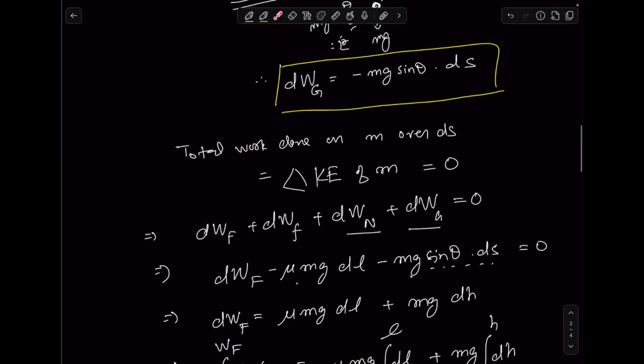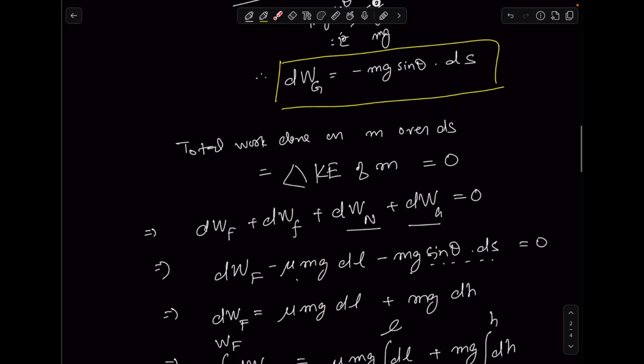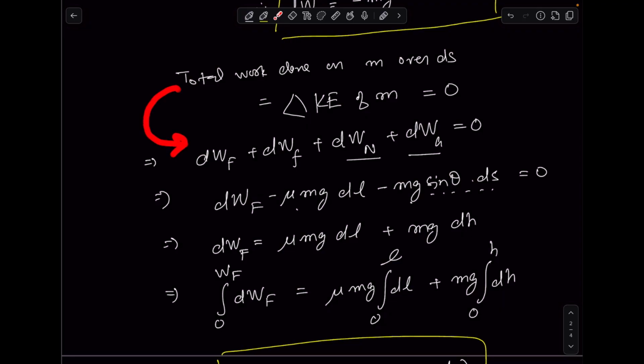And then we applied this principle of physics, that the total work done on the object over that distance will be the change in kinetic energy. Because the object is moving slowly, there is no change of velocity, and hence the change in kinetic energy is really 0. So then we simply substituted all the terms. Total work done is the sum of these small works done over that small period, and the net result is supposed to be 0 based on the physical principle.